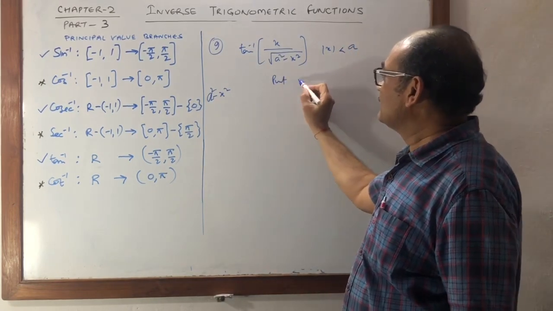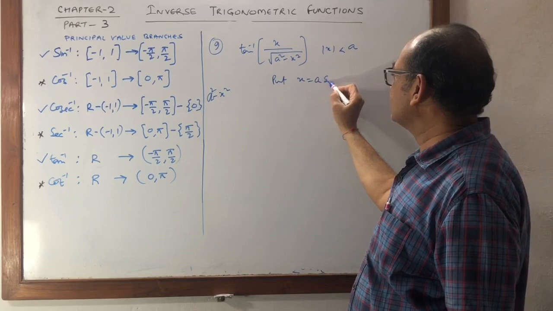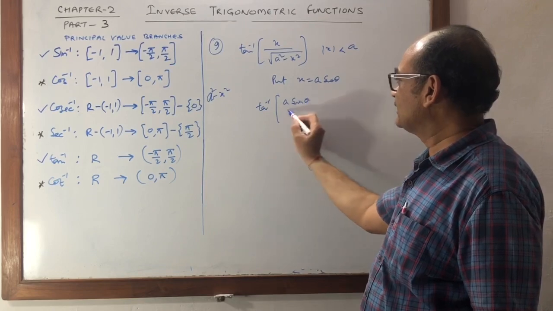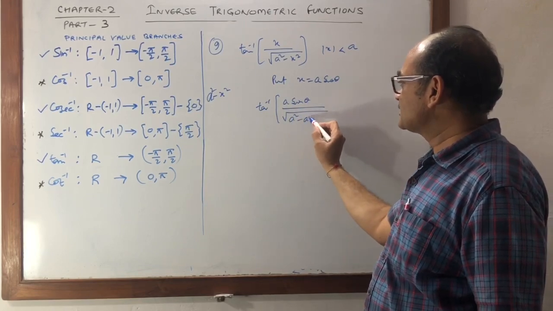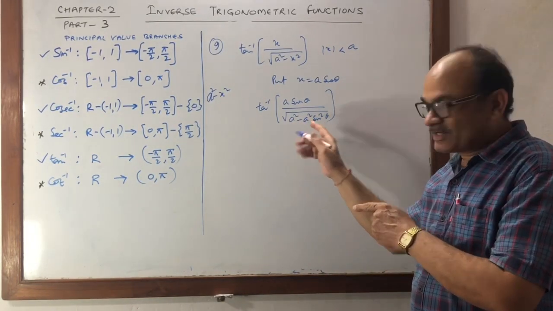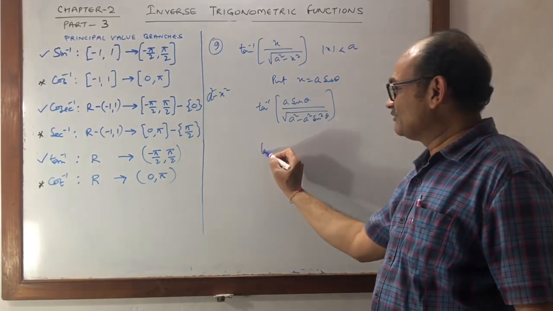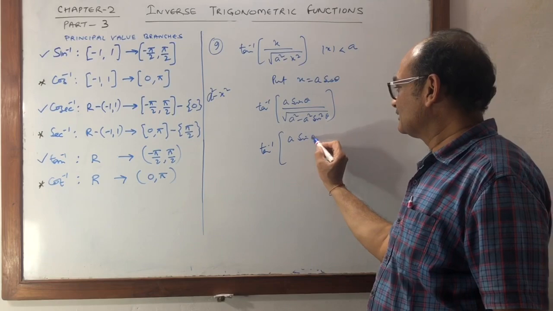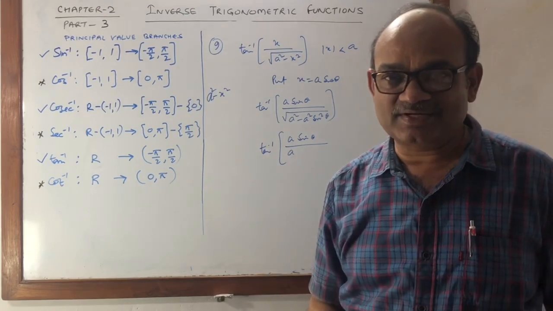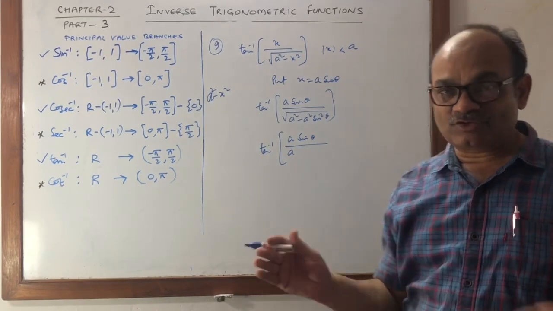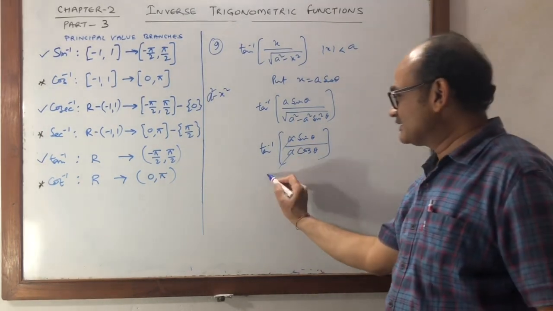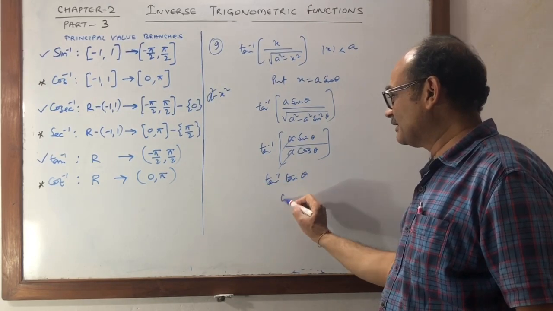Put x equals a sin theta. So tan inverse a sin theta over square root of a square minus a square sin square theta. Now the reason is clear, because a square comes common out. So tan inverse a sin theta divided by a times square root of 1 minus sine square. Tell me, what is square root of 1 minus sine square? It means square root of cos square theta, and it comes out as only cos theta. A and A cancel out. This is nothing but tan inverse tan theta, that is theta.